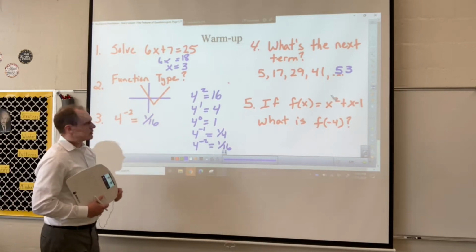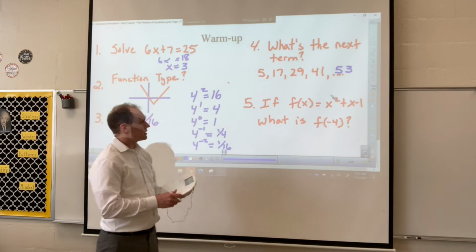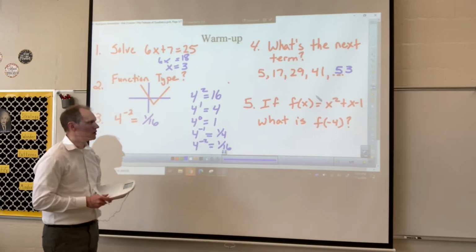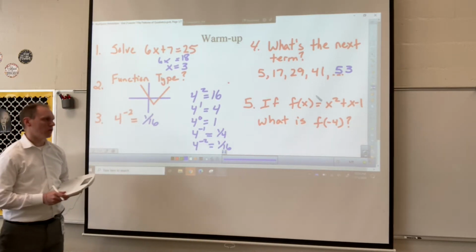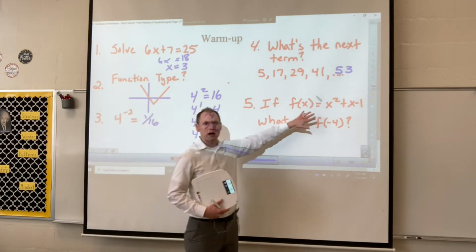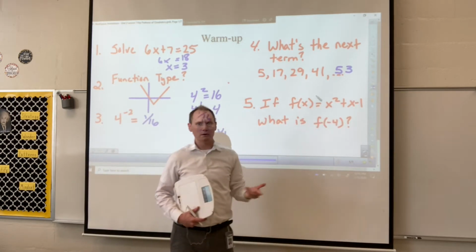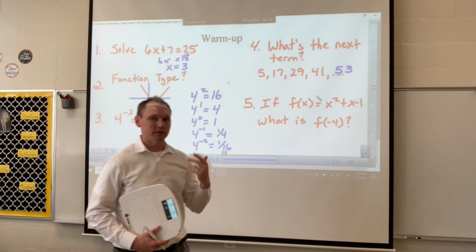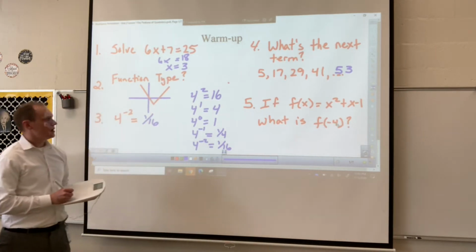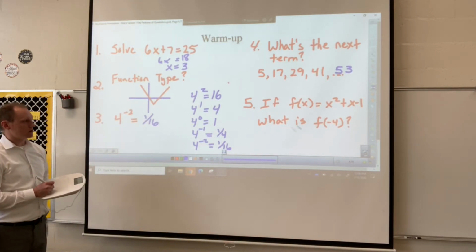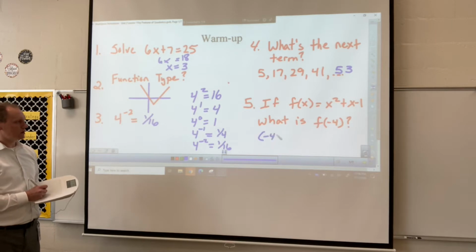Number 5, last one here, f of x equals this quadratic, x squared plus x minus 1. What is f of negative 4? We haven't talked a whole lot about quadratics yet, but I think you should at least be able to substitute values in. It's a very common question on the ACT. So let's substitute negative 4 in for our x's here. Don't forget your parentheses. When we put in values here, I always want to put them in parentheses.